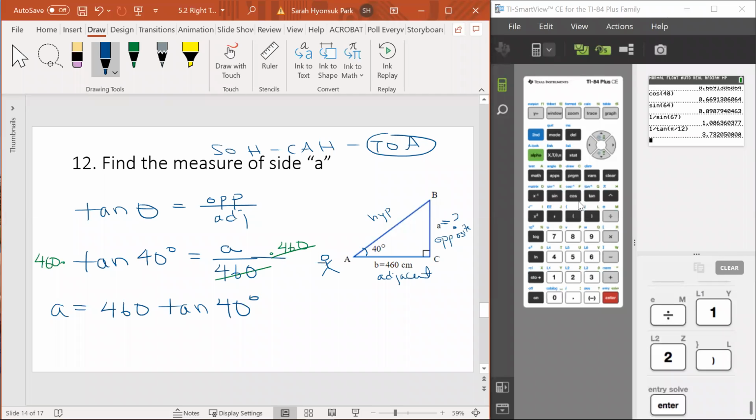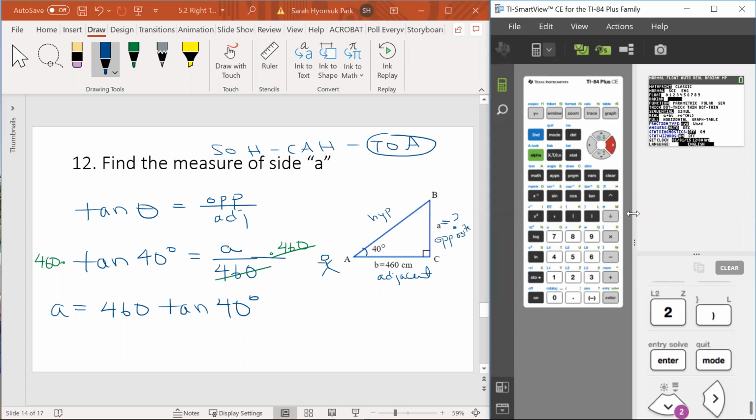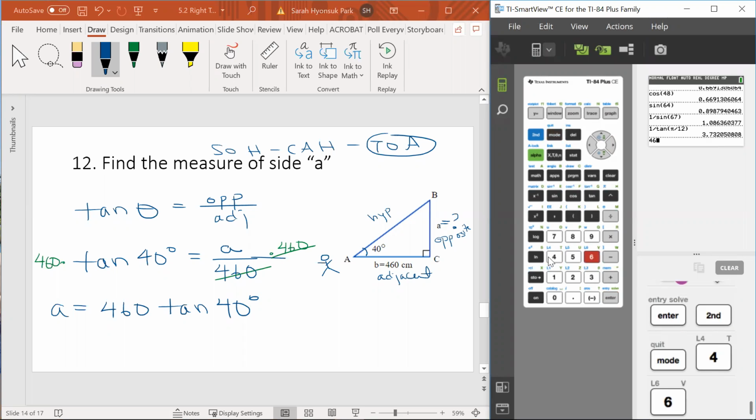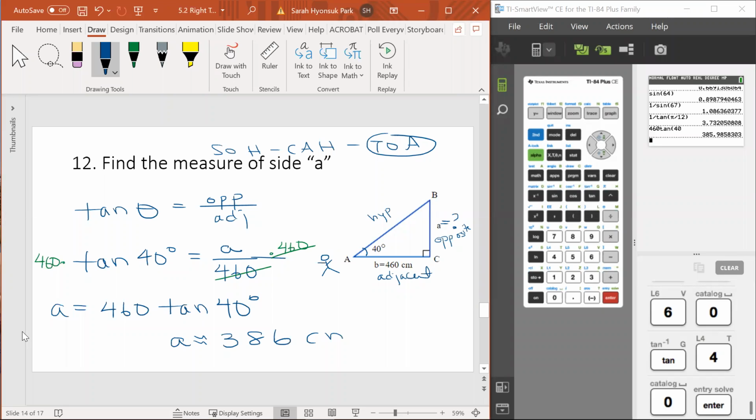And I'm just going to make sure we go back to degree mode. As we're working with degrees, this is super important that you don't forget to do that. So it's in degree mode, and we have 460 times the tangent of 40 degrees. I didn't really specify how many places to round to, so let's just round to the nearest whole unit. So 386 centimeters.